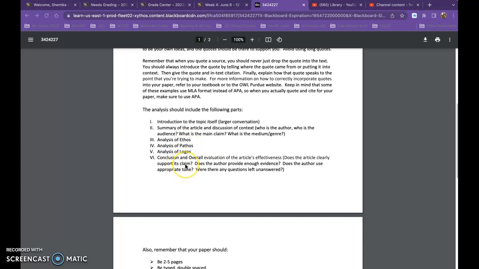You have to have three separate paragraphs for each, and then you're also going to have a conclusion. So of course that's another paragraph. At the end of it all, you will have 6 paragraphs. So this is not a 5-paragraph essay. You will have 6 paragraphs. So please make sure that you are following this guideline.